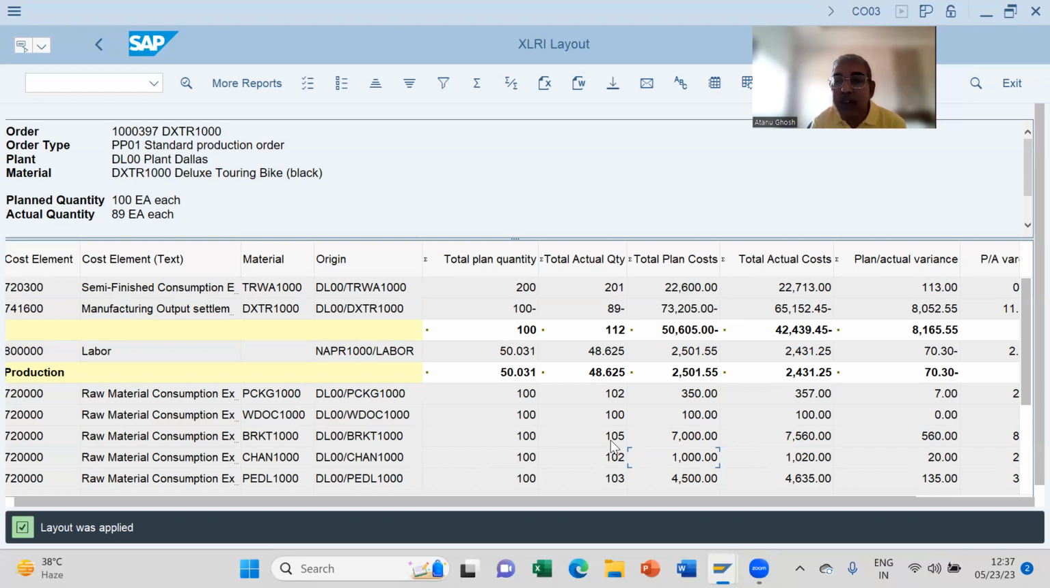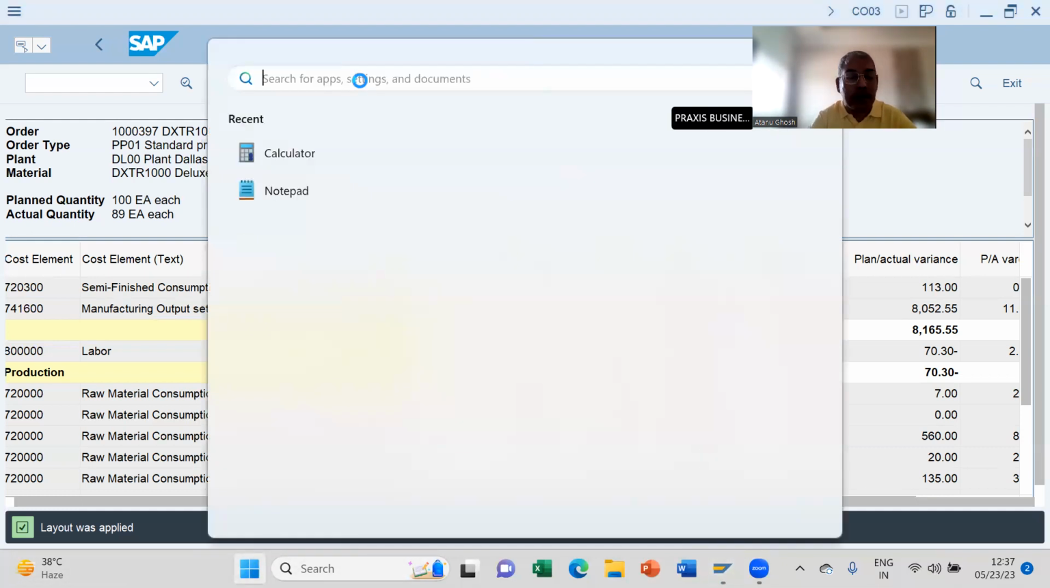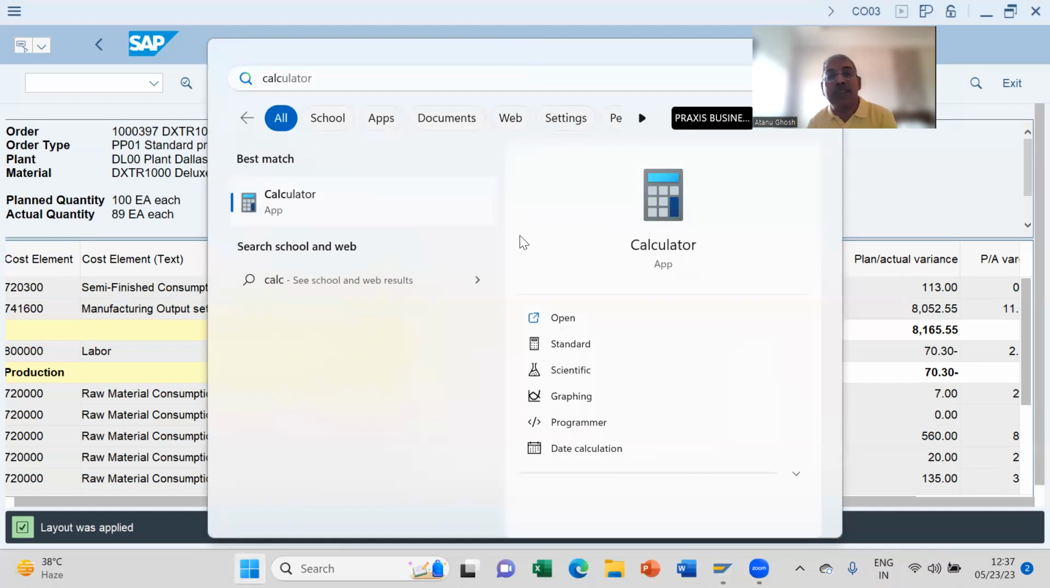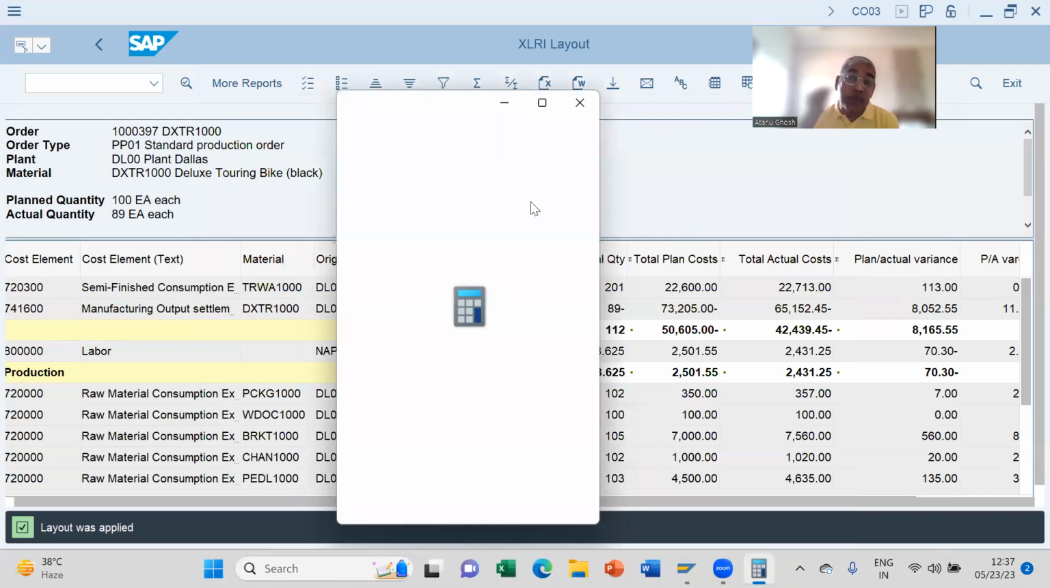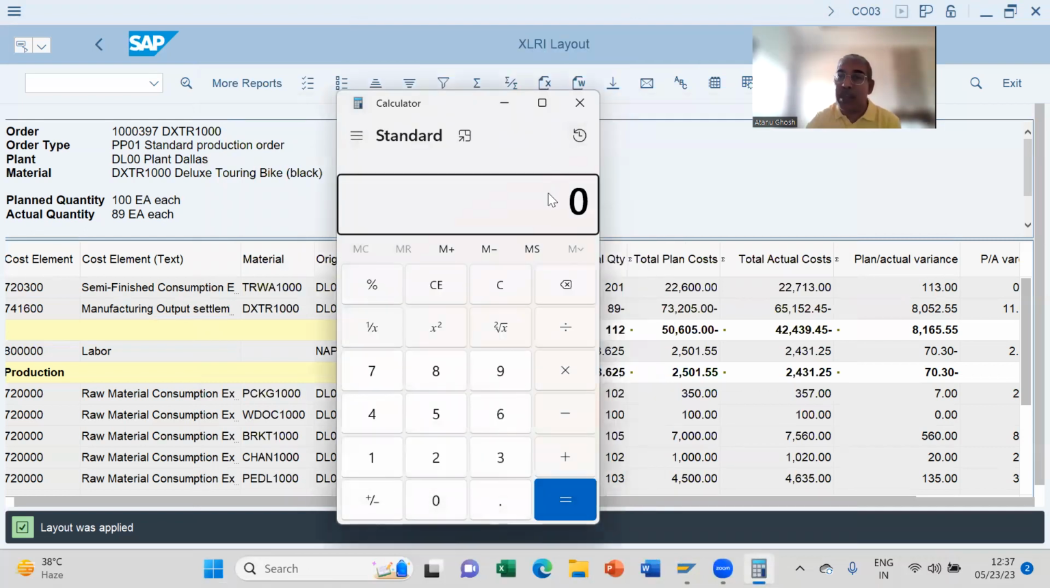But what about the actual cost of BRKT? Now you see the actual cost of BRKT is 7560. Let's calculate 7560. Remember, the planned cost of BRKT was based on the planned quantity multiplied by the moving average price at the time of standard cost estimate, or any other price that the costing manager would have decided at that point. So it was taken from the standard price.